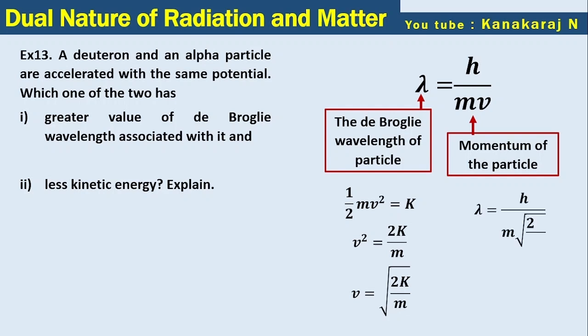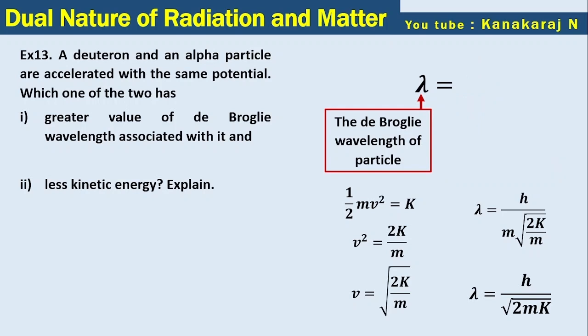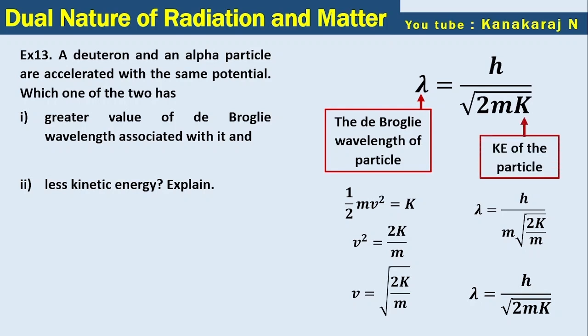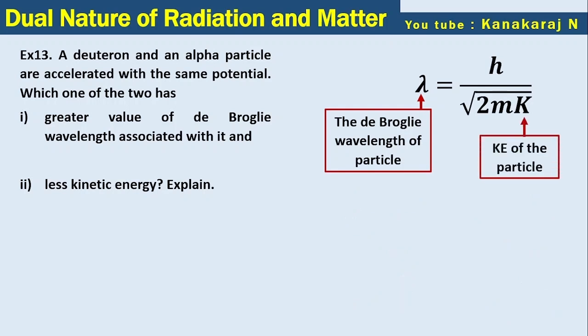Lambda equals h upon m times, in the place of v we have written root of 2 times K upon m. Simplifying this, the m goes into the square root, becomes m square and cancels with the m in the denominator. Therefore, lambda equals h upon square root of 2mK. So, let us rewrite this equation. Lambda equals h upon square root of 2mK. Here, K is the kinetic energy of the particle.